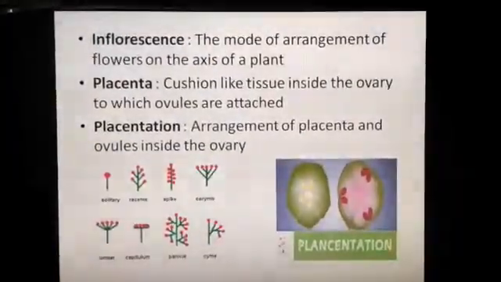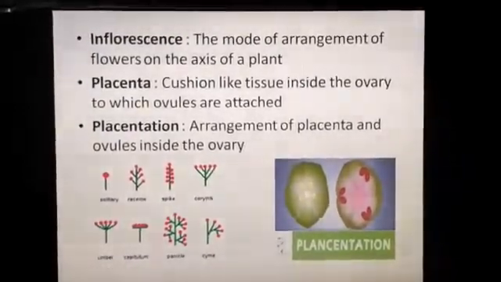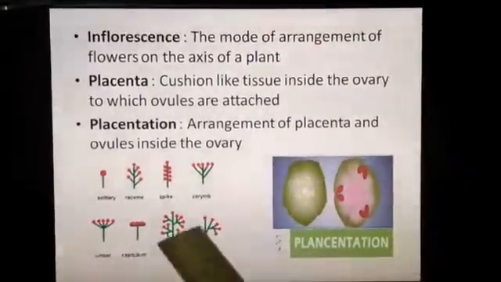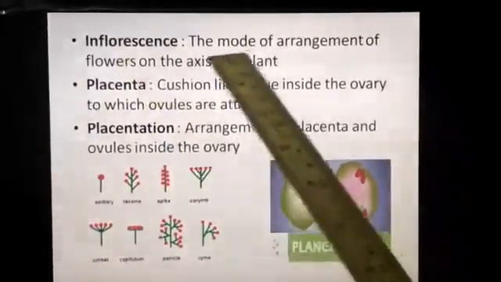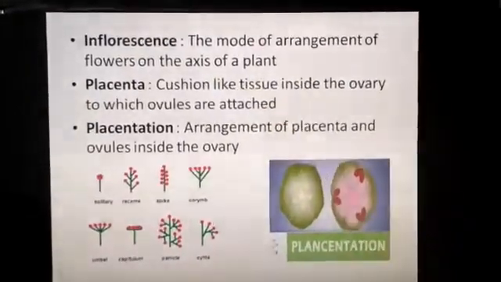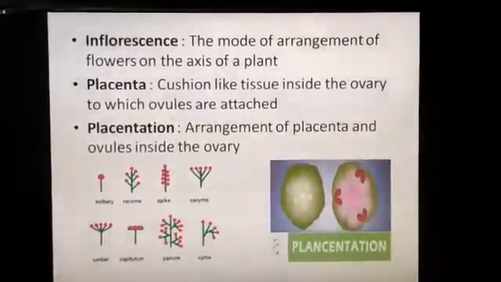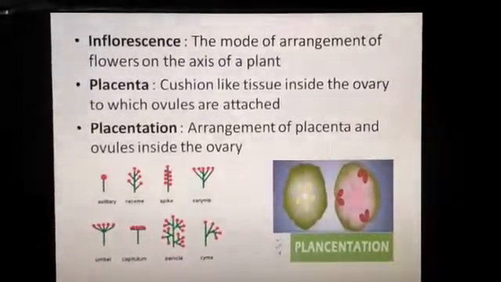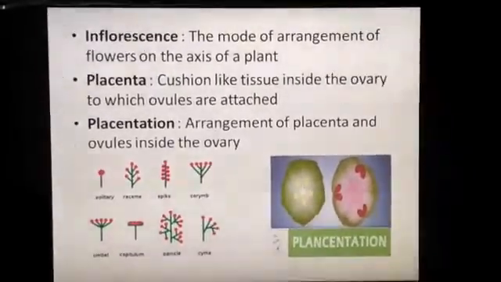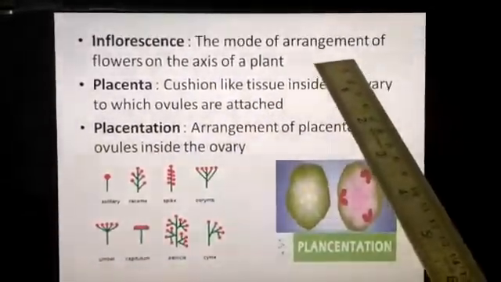We move on to inflorescence, placenta, and placentation. These terms are to be known only by definition at your level. Let's talk about it. Inflorescence is the mode of arrangement of flowers on the axis of a plant. If you observe different flowering plants in your garden, you will see that the position of flowers on the axis of a plant is not the same. They are differently positioned in plants. This mode of arrangement of flowers on the axis of a plant is termed as inflorescence.